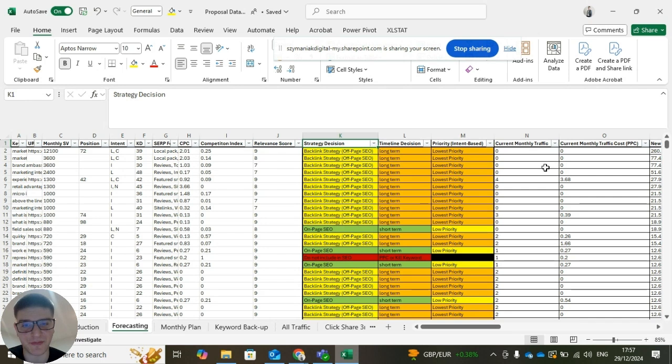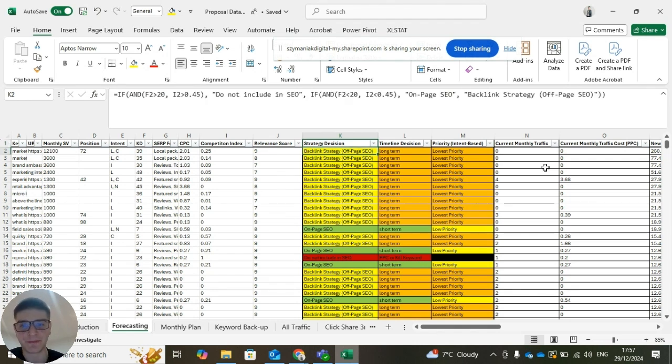Now, let's move on to strategy. In this case, I've essentially filtered it down to four different decision trees. You have backlink strategy, which is an off-page SEO strategy, which is long-term and will drive profits in the latter stages of a retainer if you're an SEO consultant, or in the latter stages of your employment period if you're in-house, etc. So you have a backlink strategy, and on-page SEO.